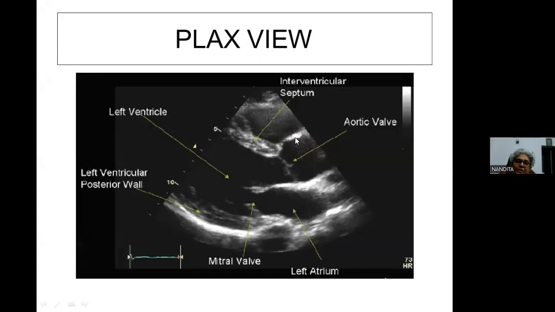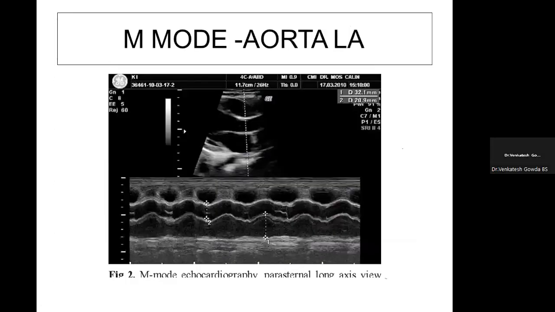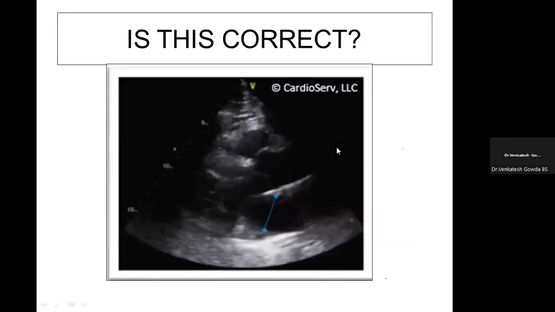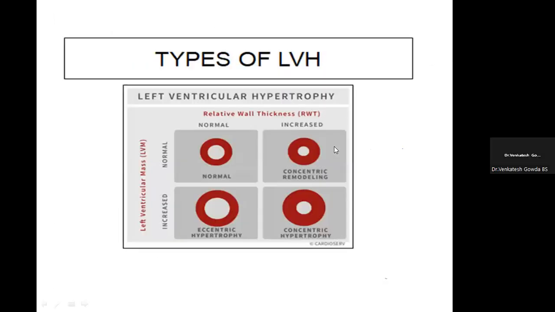Now, when you measure in 2D, you have to start at the trailing edge and end at the leading edge. When you are measuring in M mode, you start at the leading edge and end at the leading edge only. M mode, leading to leading; 2D, trailing to leading.